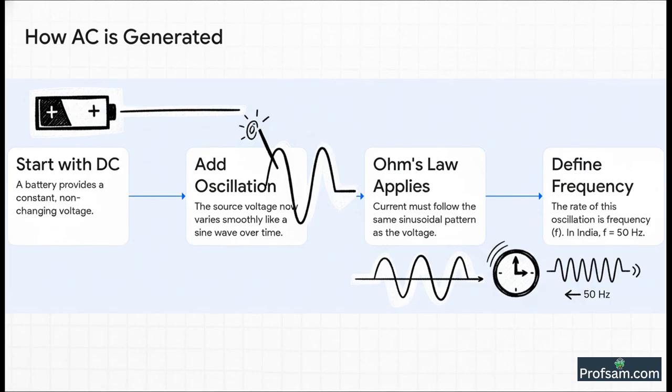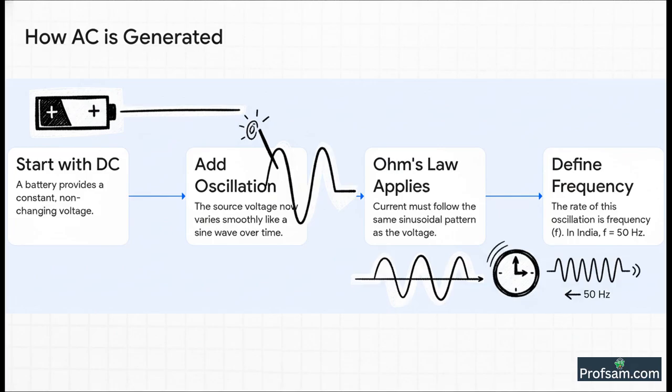So, how is this AC even made? Let's build it up step by step. First, you know DC, right? From a battery, it gives a constant voltage, a straight line on a graph. Now just imagine a source where the voltage isn't constant but goes up and down smoothly, like that sine wave. What does good old Ohm's law tell us? It says I equals V by R. So if the voltage is changing like a sine wave, the current has no choice but to follow the exact same sine wave pattern. And the rate of this oscillation, that's its frequency.